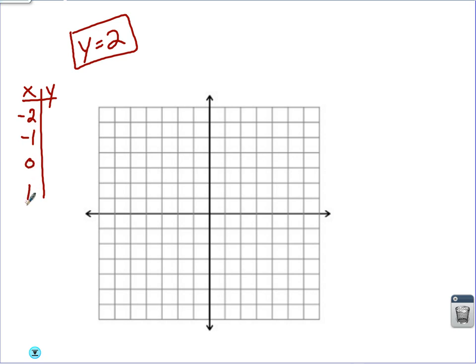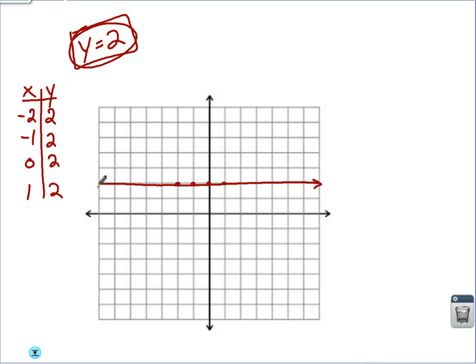What this equation tells us, if there's no x here, is that no matter what our x value is, this is true. Y is equal to 2. So if x is -2, y equals 2. If x is -1, y equals 2. If x is 0 or 1, y is equal to 2. Y always equals 2. Or if it was y equals 3 or y equals 4, y would always equal 3, y would always equal 4. When we plot these points, we see that what we actually have is a horizontal line.